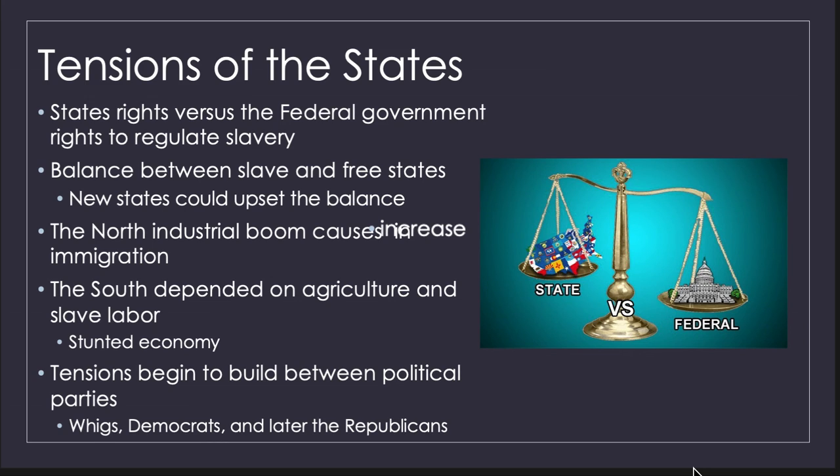So tensions are going to build between the political parties as well. The political parties that we have in this lecture that we're talking about here are the Whig Party, which is mostly going to be the northern industrial supporters, versus the Democrats, which is very southern agricultural supporters. The Whig Party will later become the Republican Party, so the name just switches, but the area and what they support remains the same.